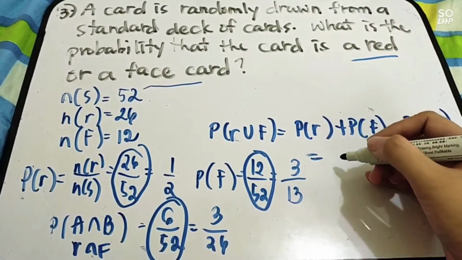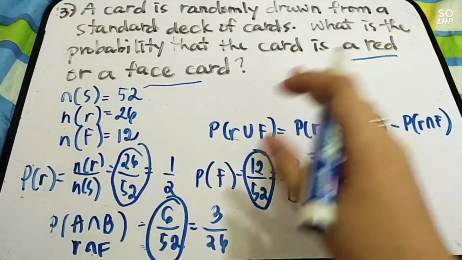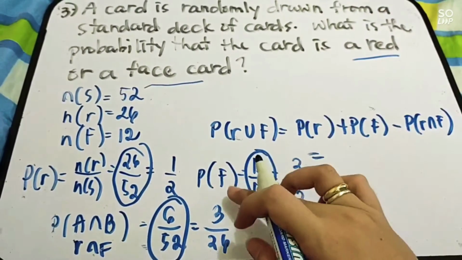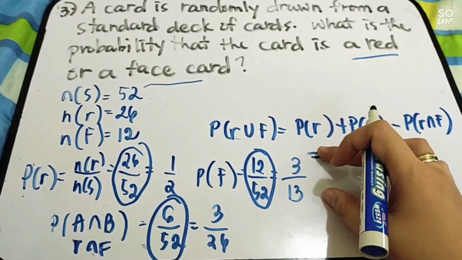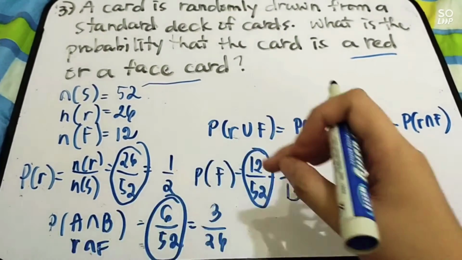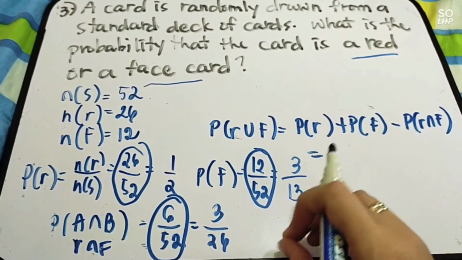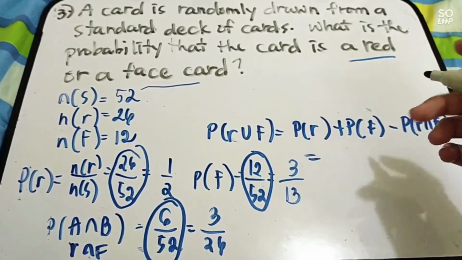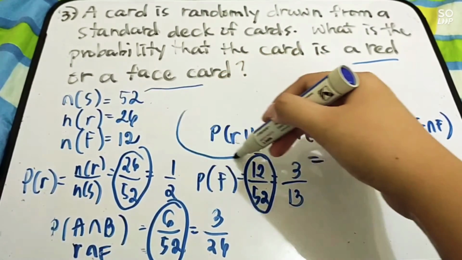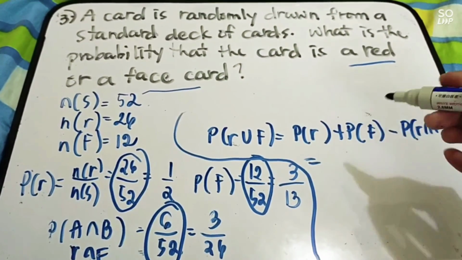So, we have P of R, pero kapag ang kinukuha nyo lang ay probability ng red, the answer is 1/2. Probability of the face cards, we have 3 over 13. The probability of the intersection of the red and face cards, we have 3 over 26. Did you get it? So, next tayo.